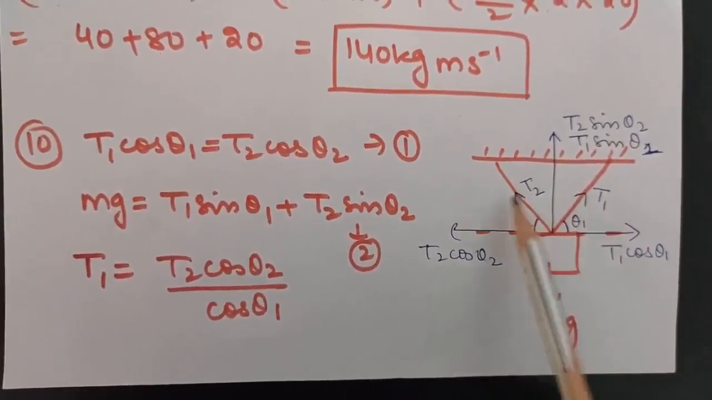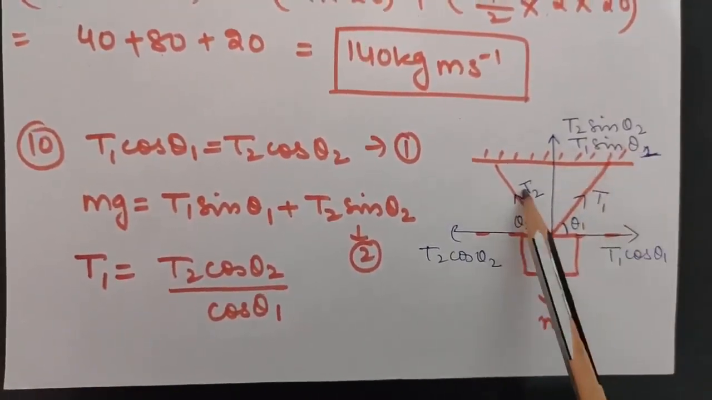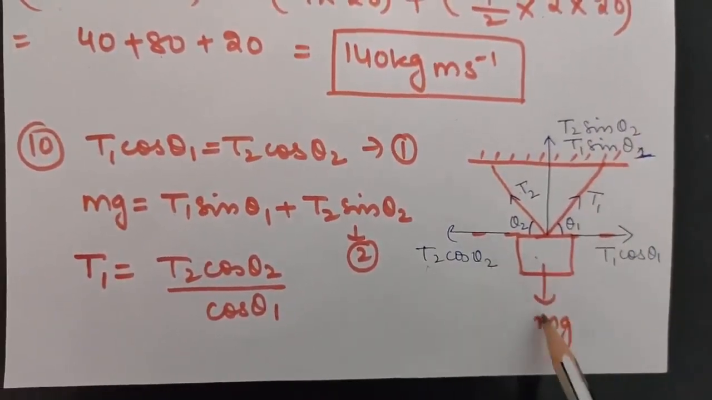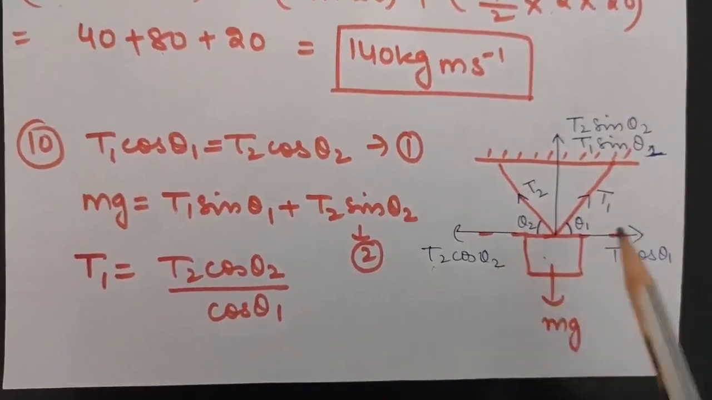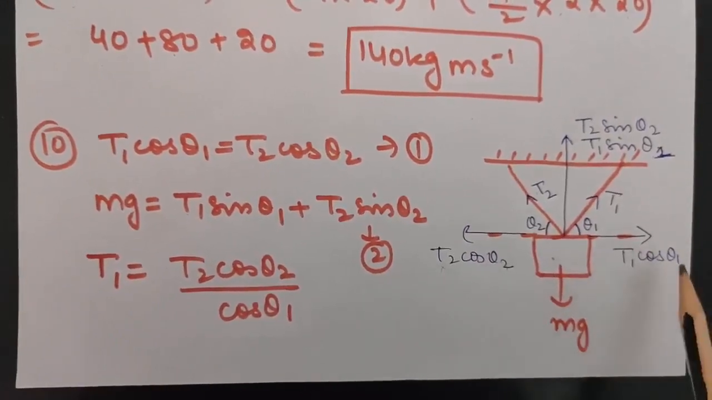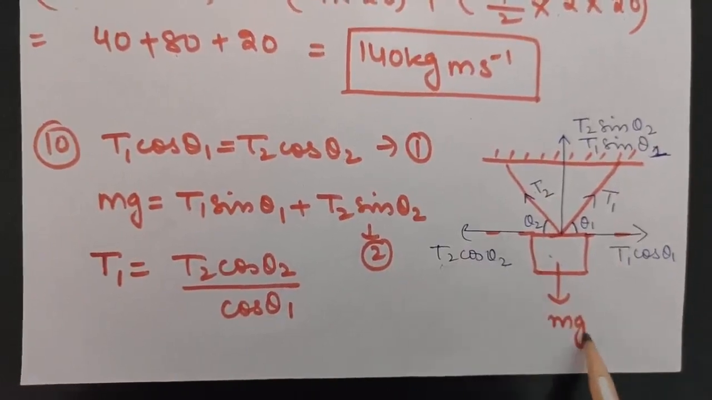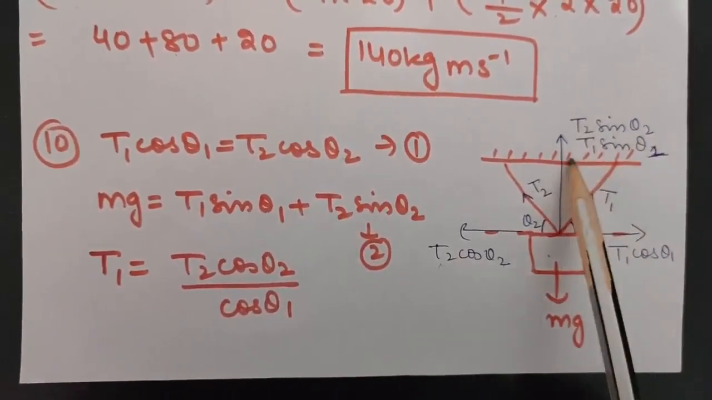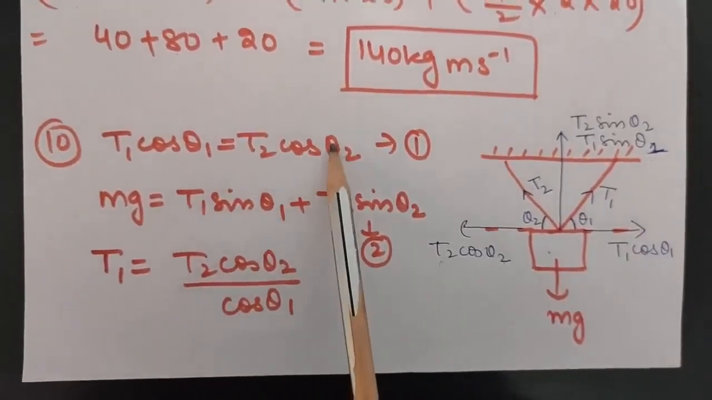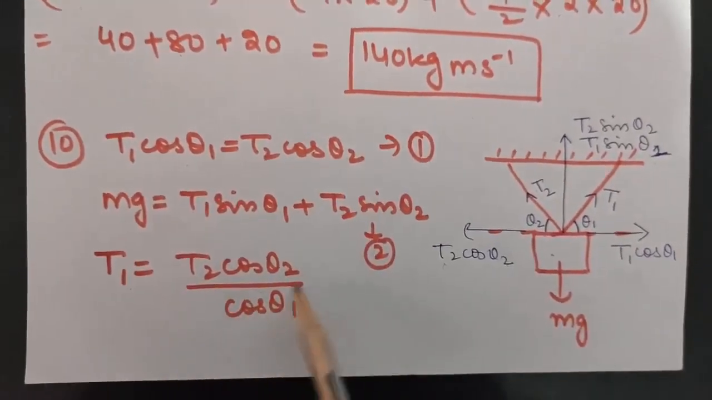Now let us resolve these two forces. So it will be T1 cos theta 1, it will be T1 sin theta 1. Similarly for T2, it will be T2 cos theta 2 and it will be T2 sin theta 2, and weight will be acting downward for the block. Now form the equation of motion. So from here, as you can see clearly, T1 cos theta 1 is equals to T2 cos theta 2, first equation. And for second equation, mg is equals to T2 sin theta 2 plus T1 sin theta 1. Okay, so from first equation, calculate the value of T1 first. So T1 will come to be T2 cos theta 2 upon cos theta 1.